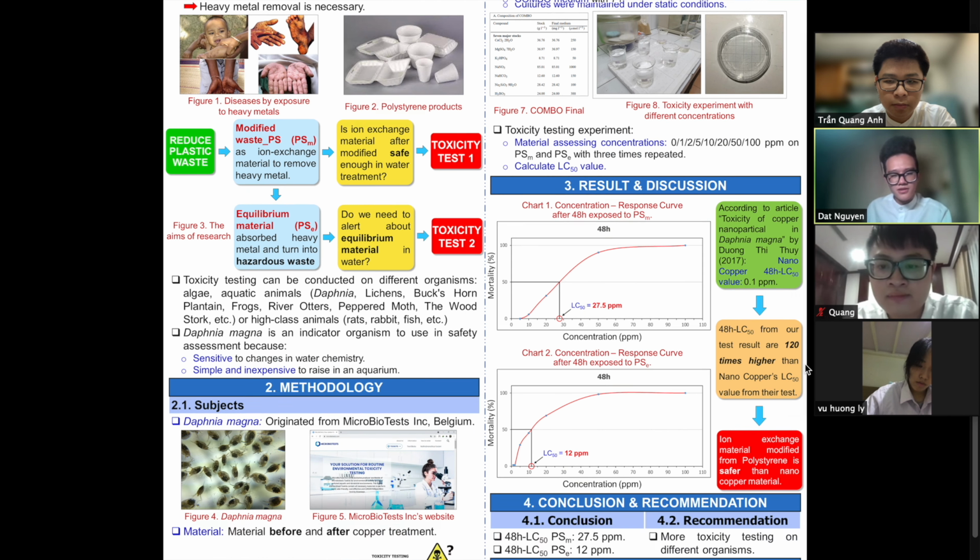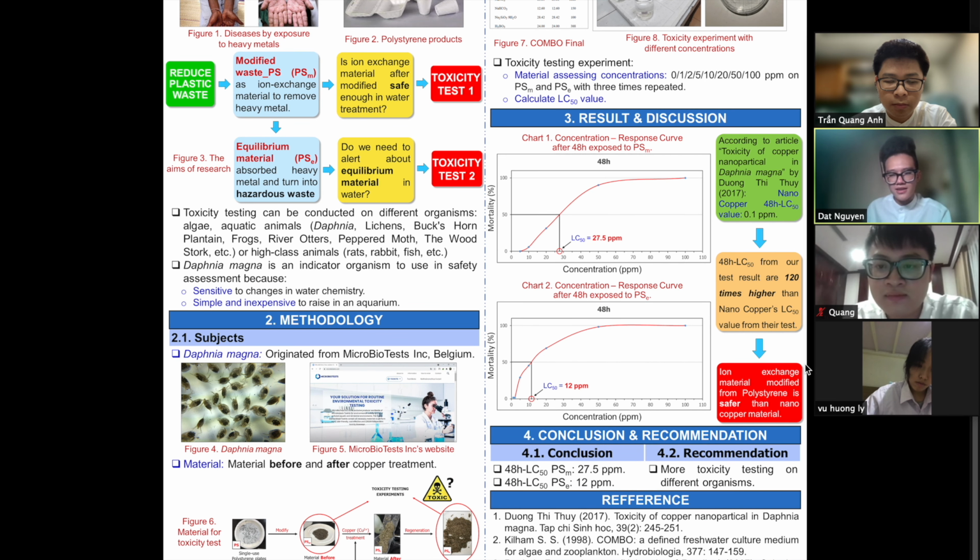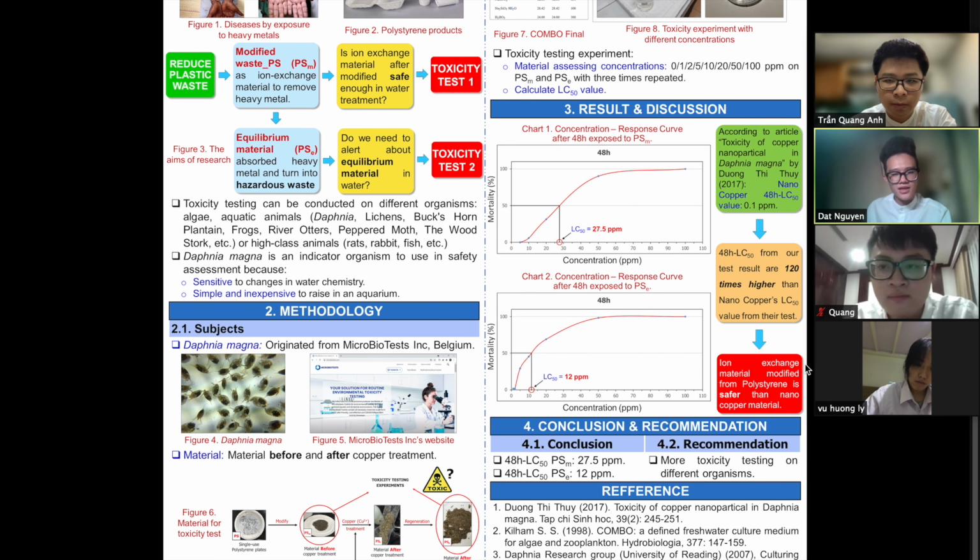The toxicity of the material is then evaluated by calculating the Daphnia magna death rate after 48 hours, which is displayed by the curve of the relationship between mortality rate and concentration exposed to PSM and PSE. After 48 hours of exposure, the LC50 values of PSM and PSE were 27.5 and 12 parts per million respectively. Compared with a published article using different material, our LC50 value after 48 hours was significantly higher. That means our equilibrium material might be safer than their material in water treatment.